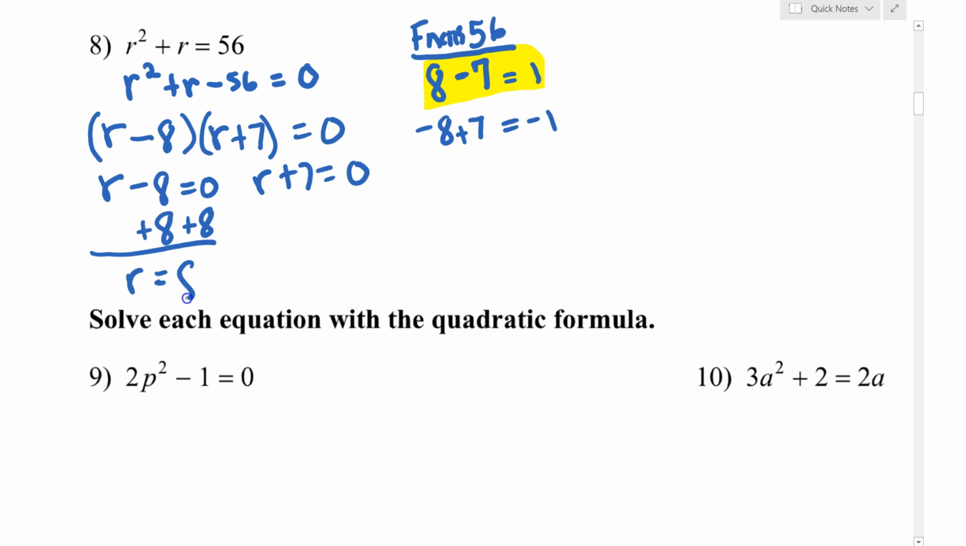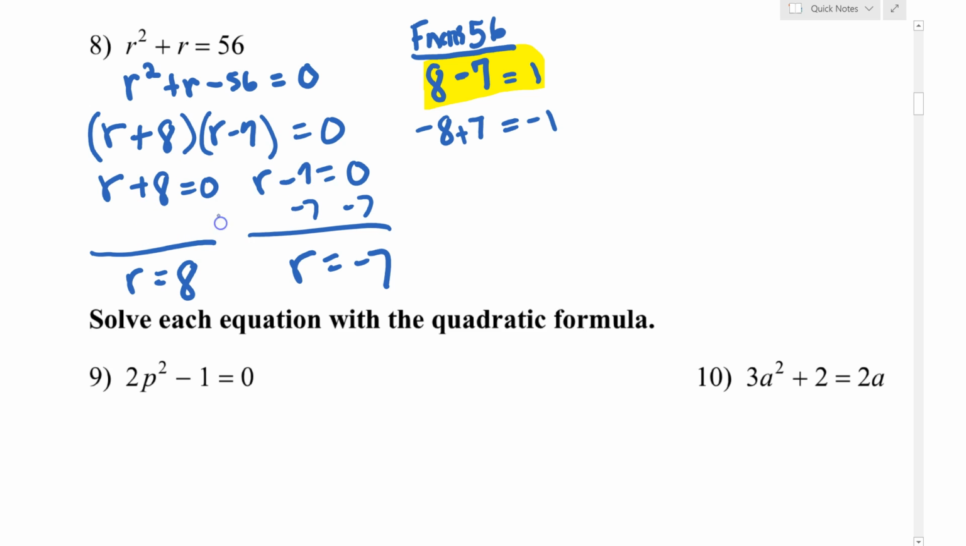So our first answer is r equals 8. And our second answer is r equals negative 7. There's a mistake here. It should have been plus 8. And this is r minus 7. So this is r plus 8. And this is r minus 7. So we're actually subtracting 8 from both sides.